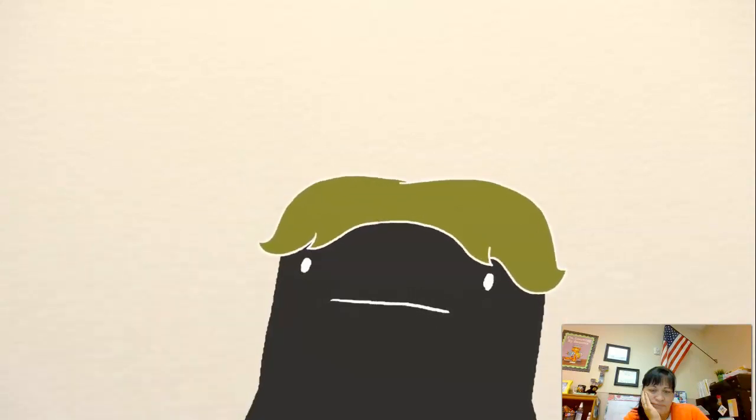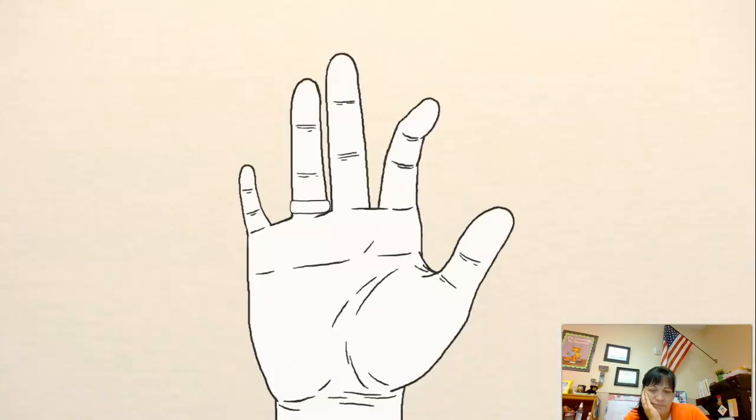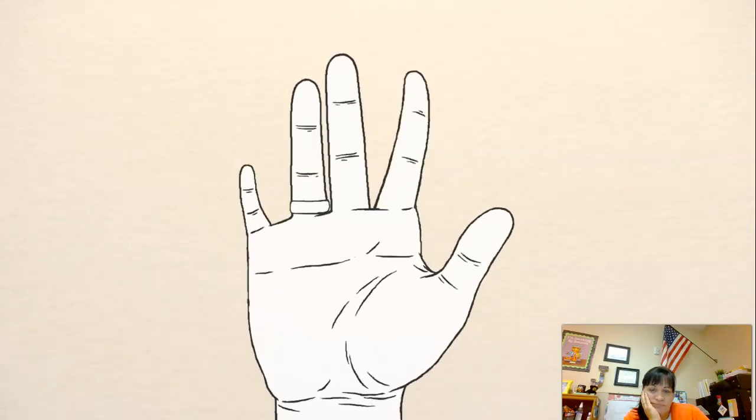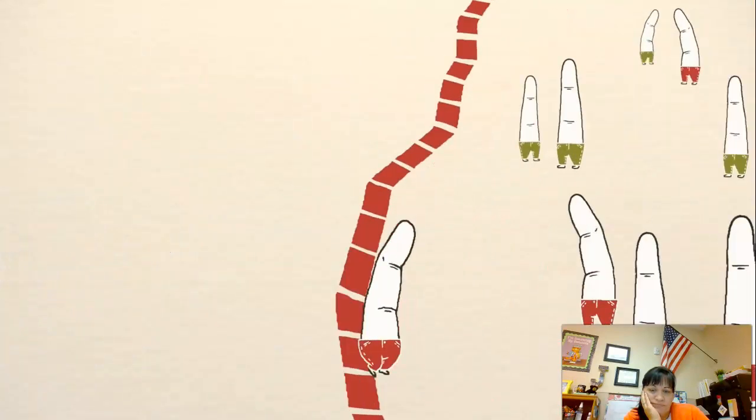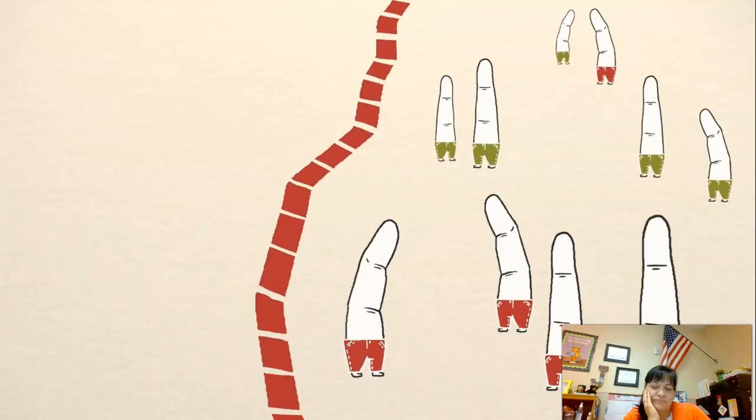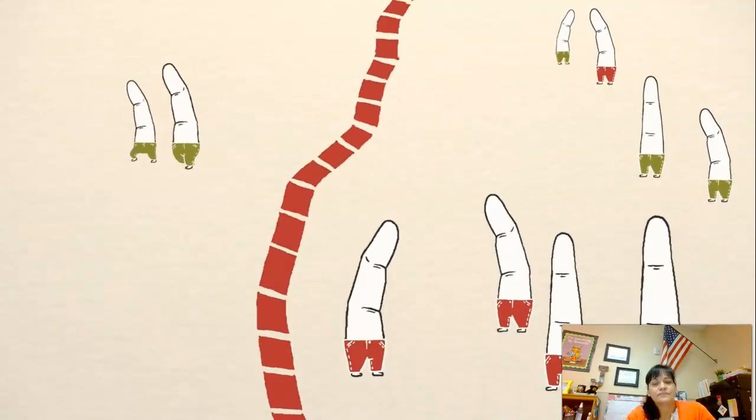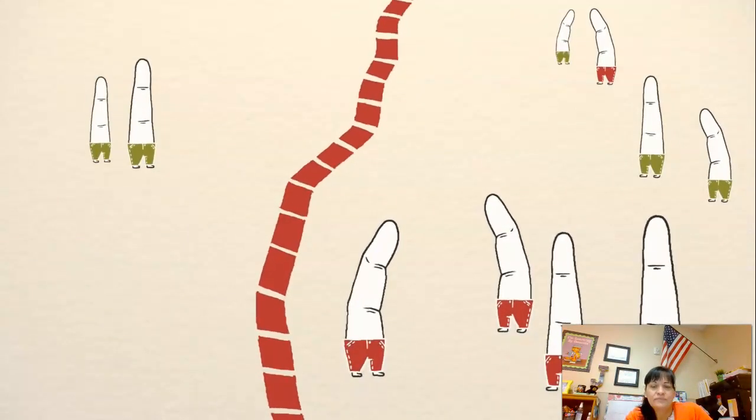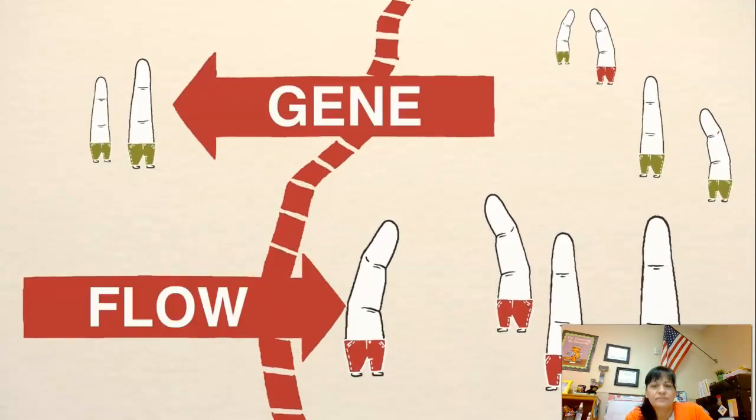This would obviously change the frequency in the gene pool. The pointer finger should remind you of movement. If new individuals flow into an area or immigrate, the frequency will change. If individuals flow out of an area or emigrate, then the frequency will change. In science, we refer to this movement as gene flow.